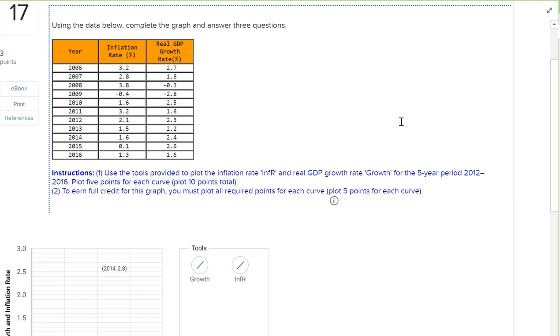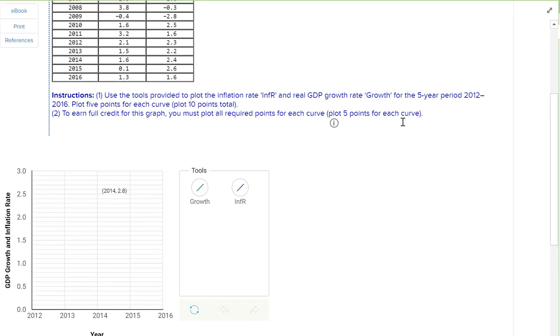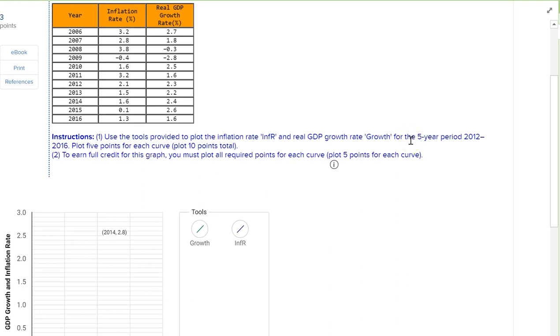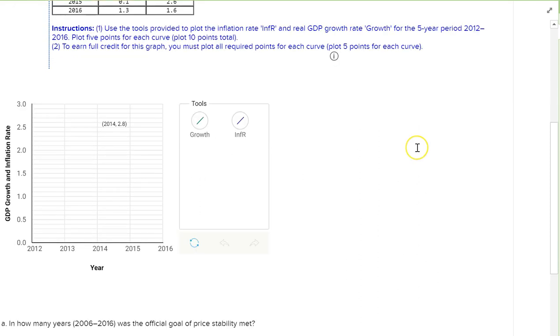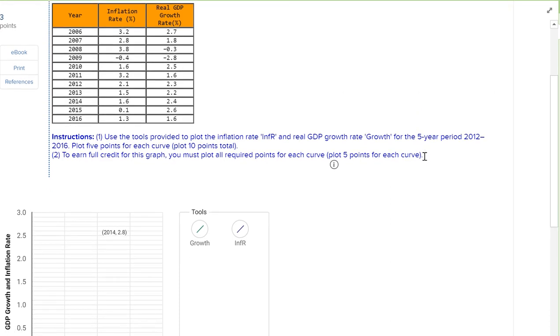You should do okay with it. So they give you the data below, and they ask you to graph the information. So you've got year on the horizontal axis at the bottom there, and then you've got GDP growth and inflation rate. So you'll just graph them as ordered pairs. So for example, 2006, the inflation rate was 3.2. And let's see, I guess they don't want us to do it for all the years. They said use the tools provided. Oh, for the period 2012 to 2016. That's where I'm going wrong.